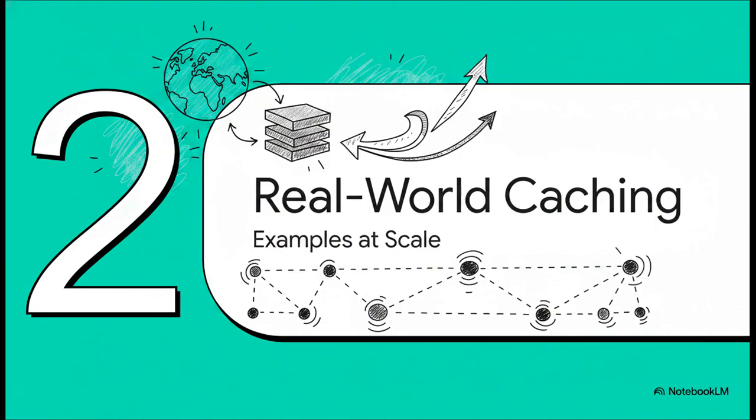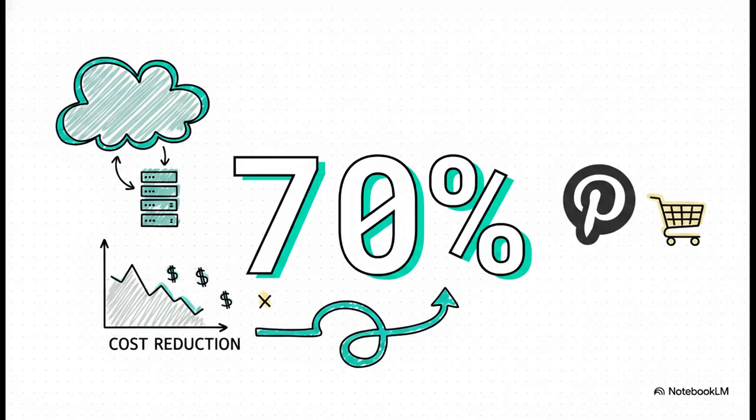Section 2. Real-world caching examples. To ground this theory in some tangible architecture, we have to recognize that mastering this isn't just some theoretical exercise. It has massive business implications. Take Pinterest, for example. By implementing smart caching strategies, they achieved a staggering 70% cost reduction in their feature serving. 70%. When you're operating at scale, reducing the load on your primary data stores by serving data from memory doesn't just make the app feel snappier to the user, it literally saves millions of dollars in infrastructure costs.